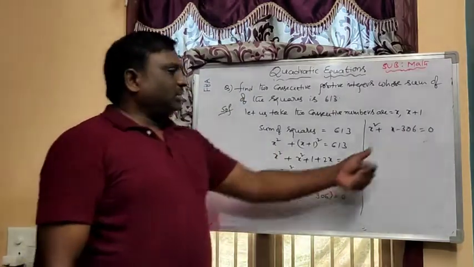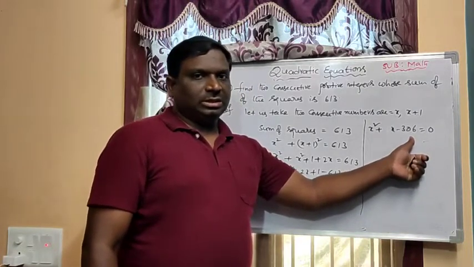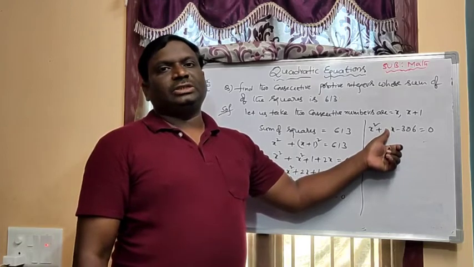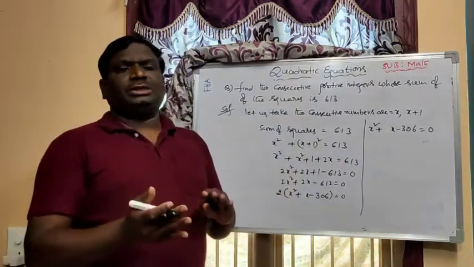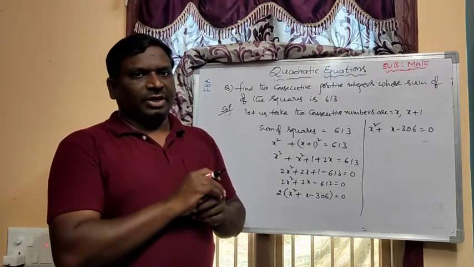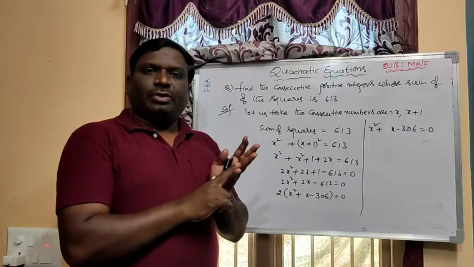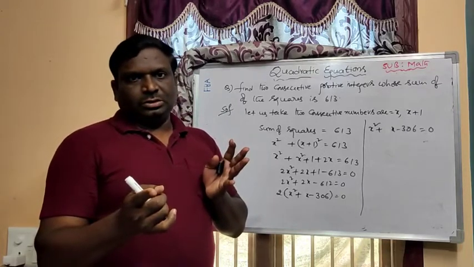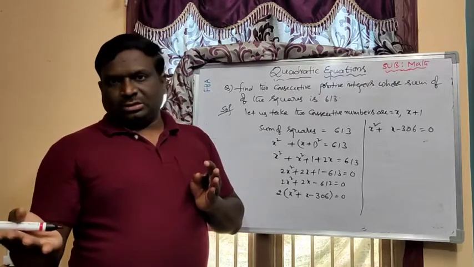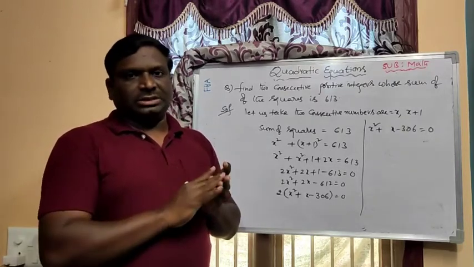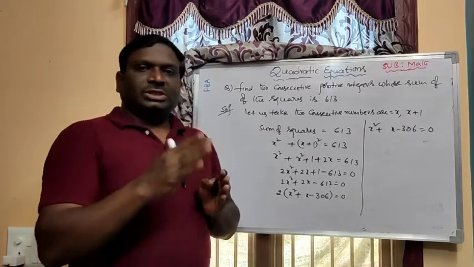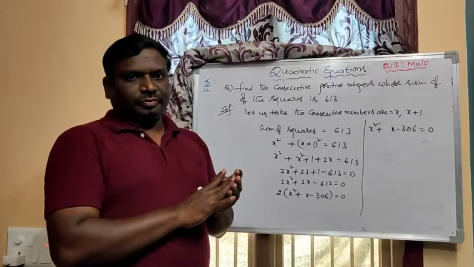Before finding the factors, see the units digit is 6 and the x coefficient is 1. X coefficient is 1 means you have to take consecutive numbers whose addition or subtraction will give 1. Consecutive numbers means if you are taking 5, you need to take 6 only, because the difference is 1. If you take 7, you have to take 8 or 6. Consecutive number means successor or predecessor you have to take.